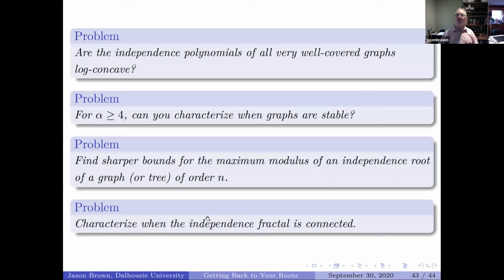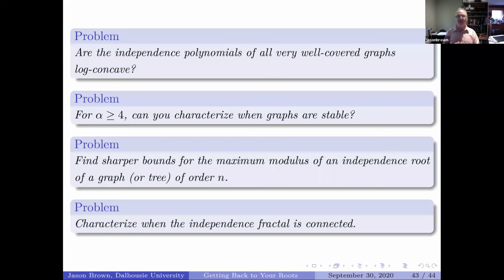And to characterize when the independence fractal is connected, we've looked at it for some very simple families of graphs. It's not easy to prove whether the independence fractal of a graph is connected, but we have managed to do it in some simple cases.